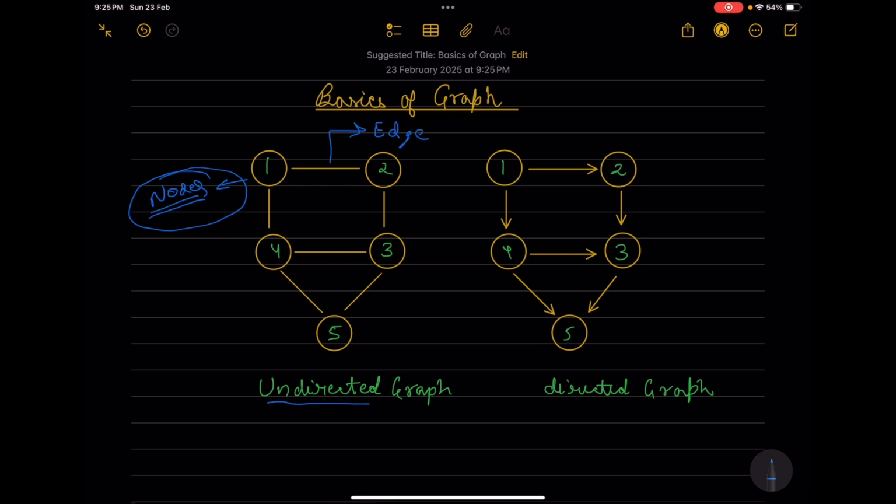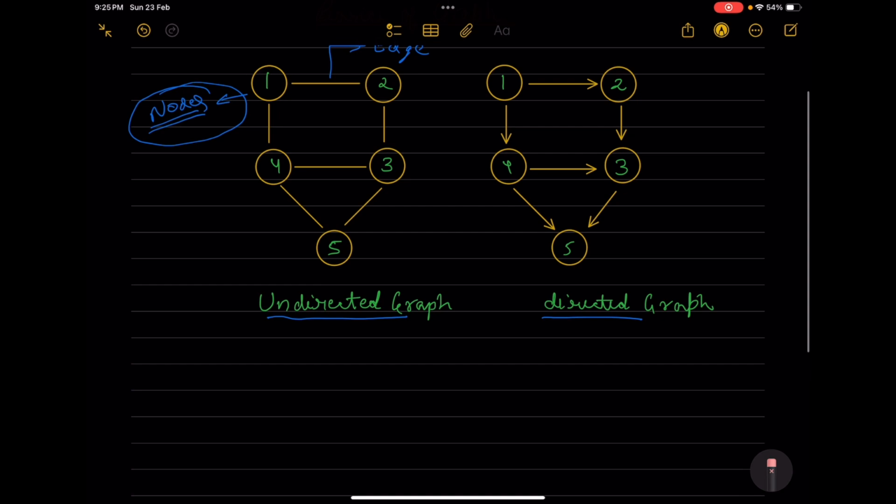There can be an undirected graph and a directed graph. So what do we mean by the undirected graph? Let's say there are two nodes, U and V. In an undirected graph, if U and V are connected with each other, that means we can go from U to V and we can go from V to U also. So it's a both way relationship.